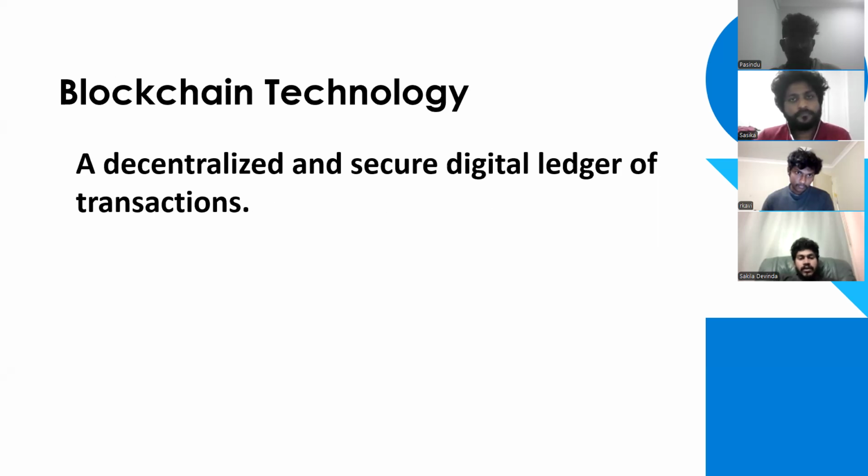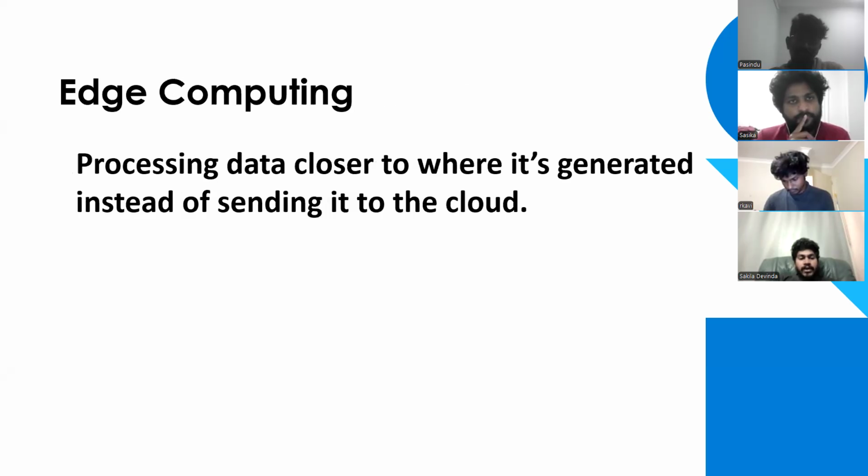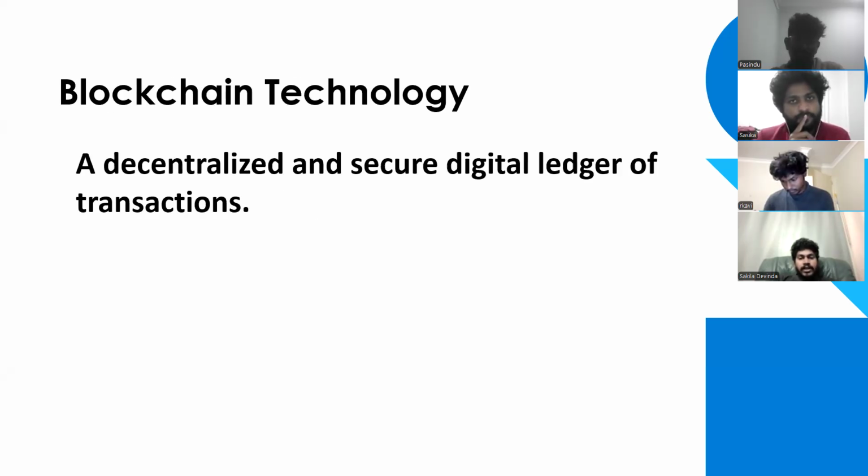Now, let's take a look at what blockchain is. Blockchain is a digital ledger that records transactions securely and transparently. Instead of relying on one central authority, the data is stored across many computers, making it decentralized. This means that once a transaction is recorded, it can't be changed or deleted easily, which helps build trust and prevents fraud.